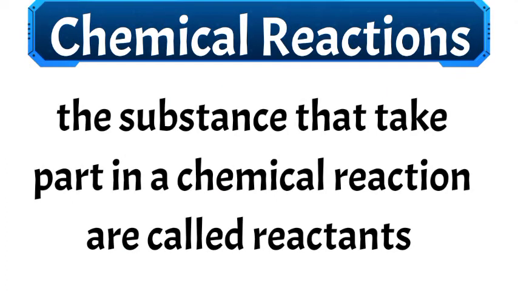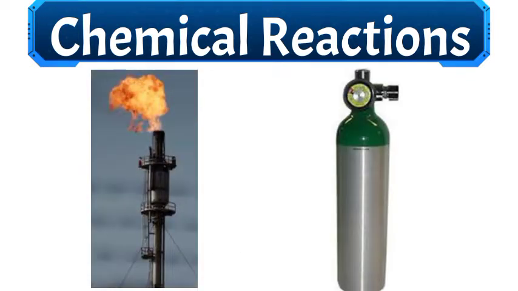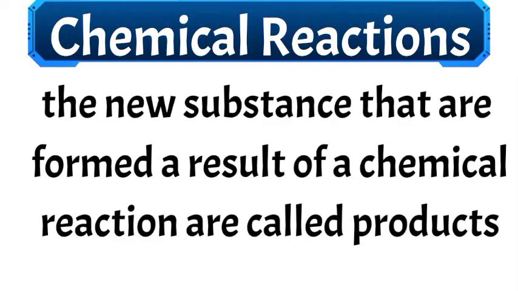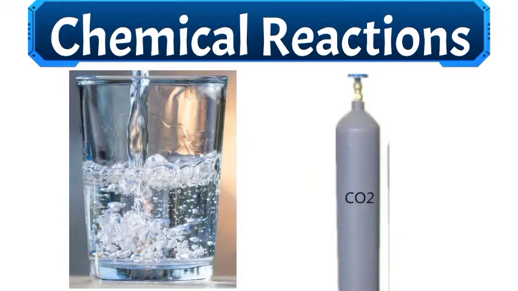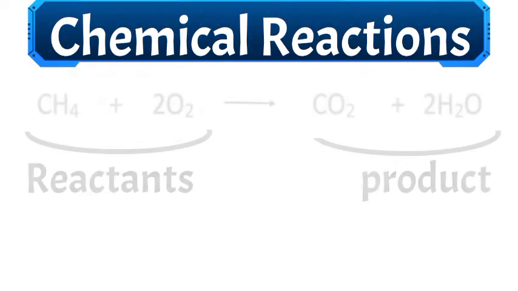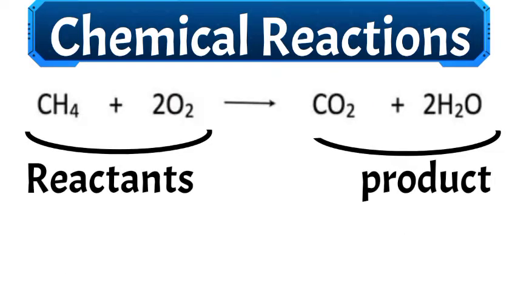The substances that take part in a chemical reaction are called the reactants. In a given chemical reaction, methane and oxygen are reactants, and the new substances that are formed as a result of a chemical reaction are called the products. In the above chemical reaction, water and carbon dioxide are the products. A chemical reaction is represented by a chemical equation. The reactants are written on the left side and the products are written on the right side of the arrow.